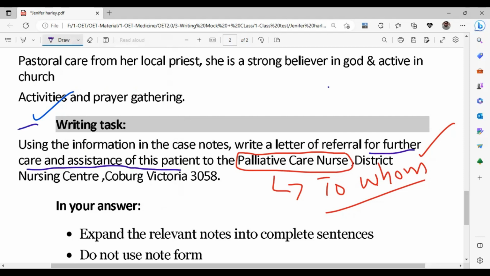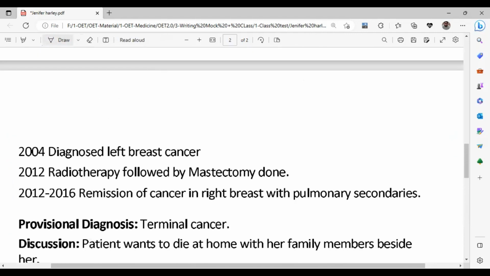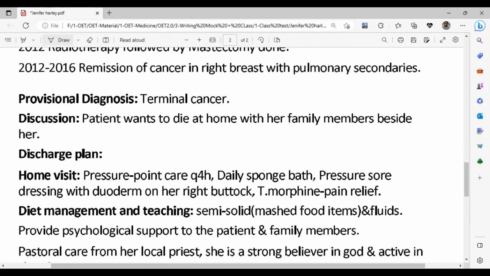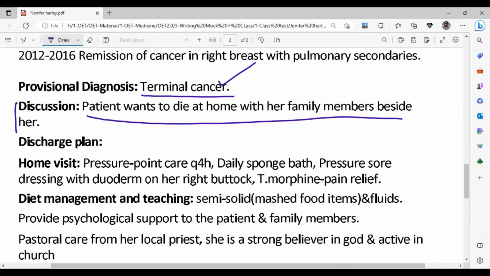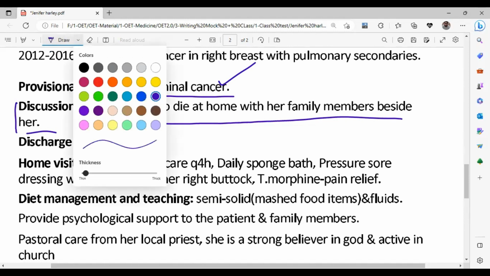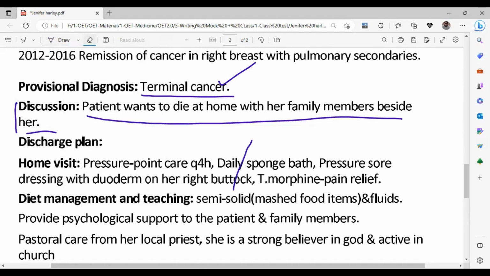It's understood from these case notes that we are writing this letter to the palliative care nurse, obviously for palliation. Now we can start reading the case note from top to bottom. But before that, you can see we have a terminal cancer provisional diagnosis, and the patient wants to spend her last days with family members. Just have a quick bird's eye view.